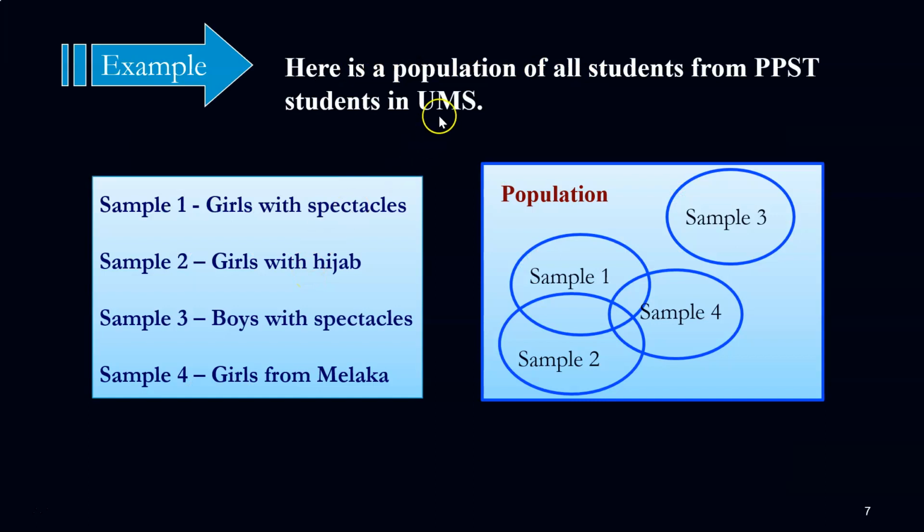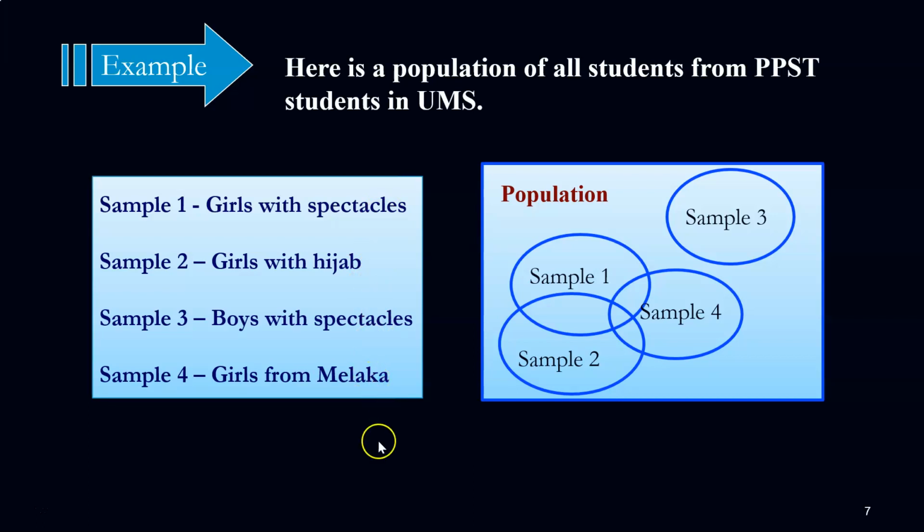Okay, here is the example. This is a population of all students from PPST in UMS. Kita punya populasi adalah semua student PPST. Then in that population, we have a few samples, 4 samples. The first sample will be girls with spectacles, girl yang berkaca mata. And the second sample will be girls with hijab, pakai tudung. The third sample will be boys with spectacles. And the fourth one will be girls from Melaka. So we have a specific characteristic for each sample.